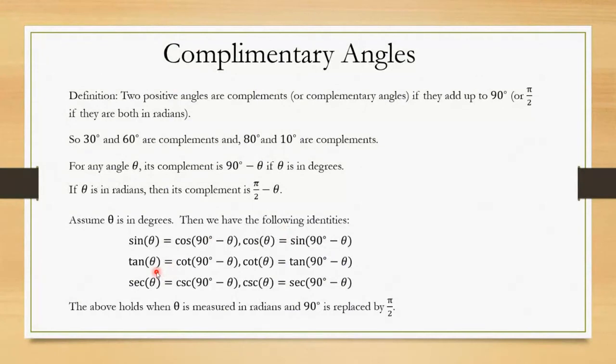Same thing with tangent and cotangent. You do tangent of an angle and cotangent of the complement, you get the same answer. Same thing with secant and cosecant. In fact, we saw that earlier when we were dealing with 30 degrees and 60 degrees. If you look at those values, you'll see that sine of 30 equals cosine of 60, and cosine of 30 equals sine of 60 degrees.